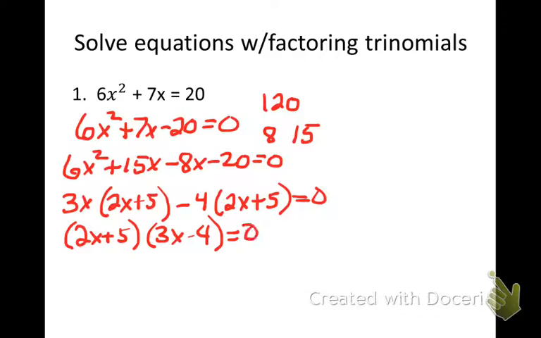So now that I have factored, I can use the zero product rule. So this first one, 2x plus 5 equals 0, that would give me x equal. If I subtract 5 and divide by 2, I'm going to get negative 5 halves. And this one, if I add 4 and divide by 3, I'm going to get 4 thirds. So those would be our two answers here.